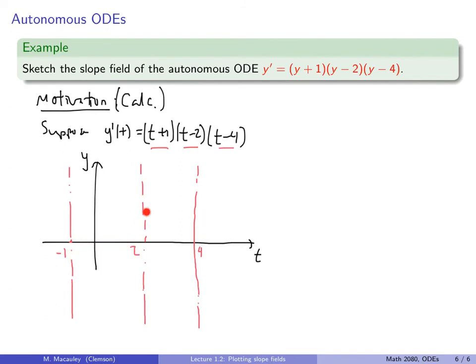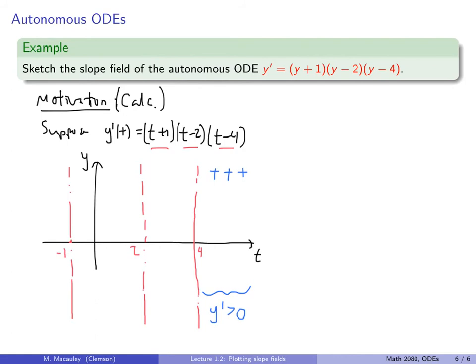And at these critical points, we either have a local min or a local maximum, or I guess an inflection point. So looking at this, it's not hard to see. Let's take some value of t that's bigger than 4, like t equals 5, and plug that into here, and we get positive, positive, positive. Remember this? We get plus, plus, plus, and so we conclude that y prime is positive in this region.